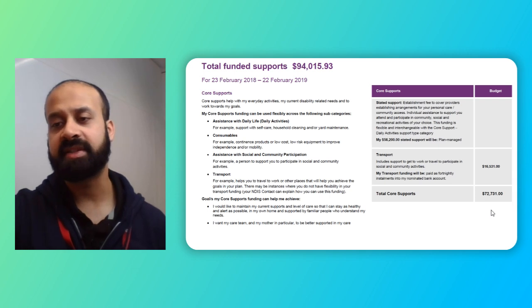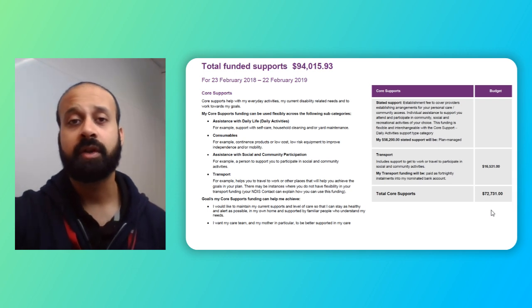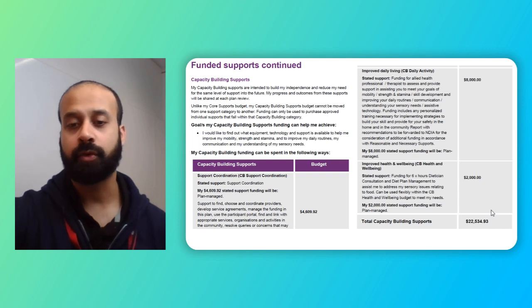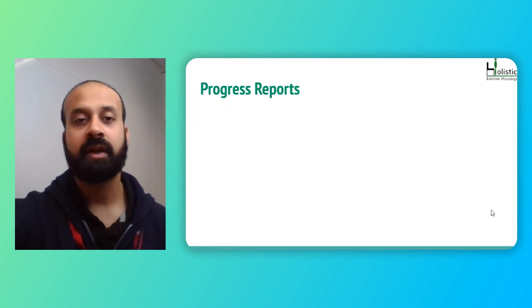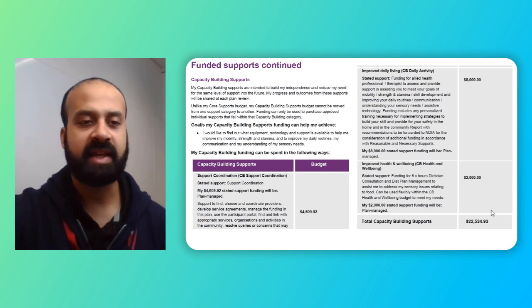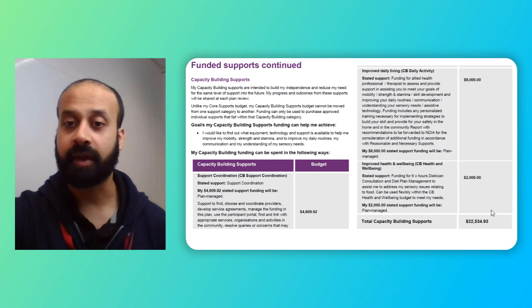And here on the right, you can see how it's broken down. So the core supports are $72,700 out of the 94, and then the capacity building total is about 22,500, and then of course there might be some left over for capital as well. So here's an example of what this plan would look like.